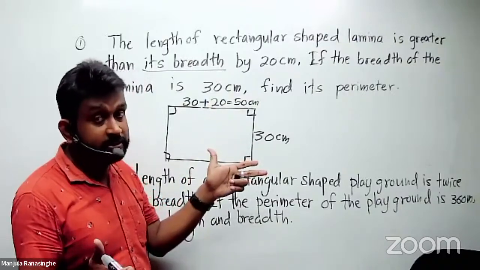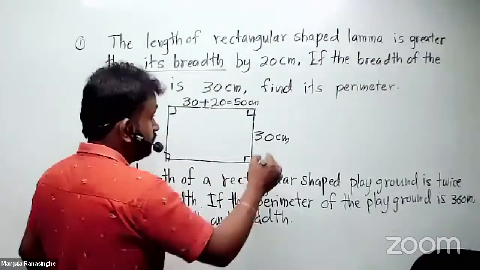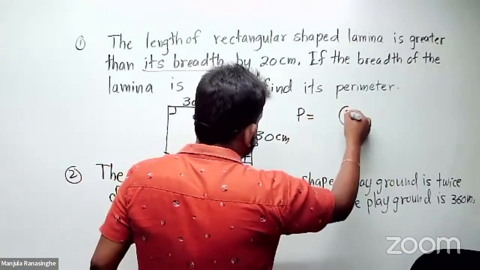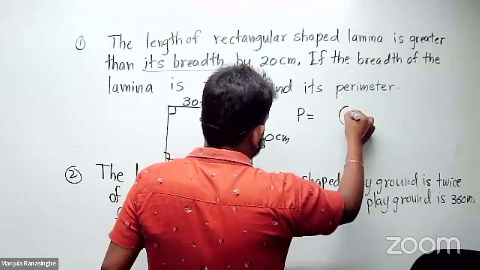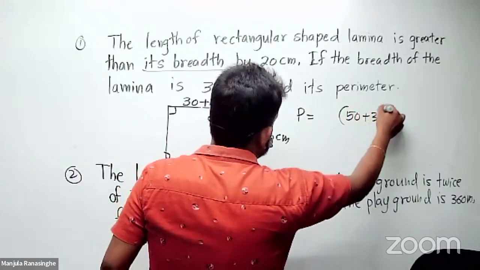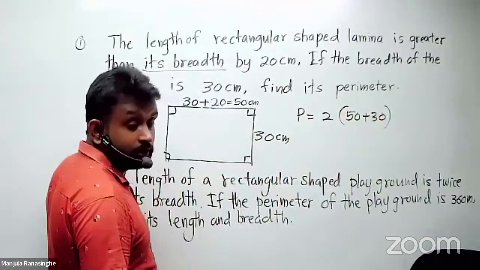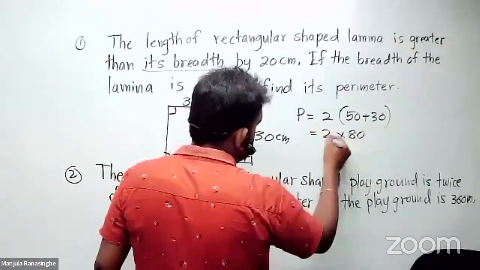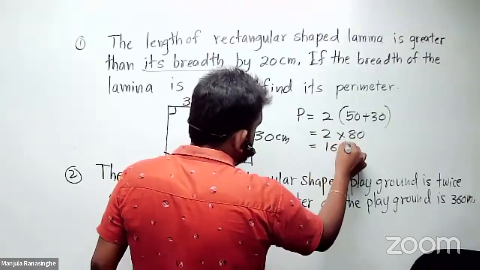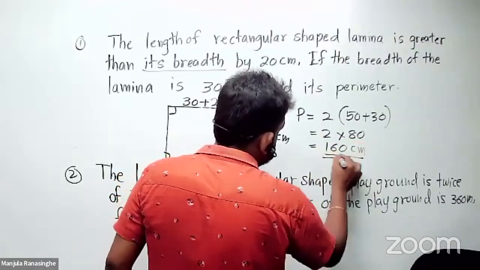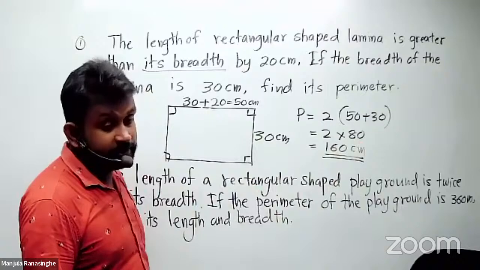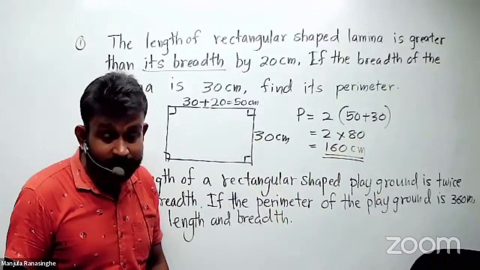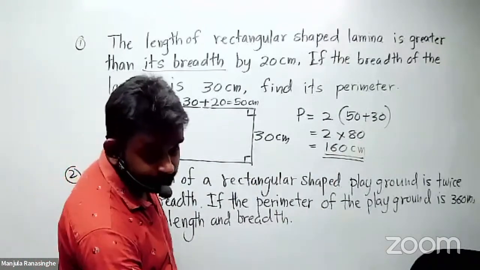So how to find the perimeter of this rectangle? You know that the length plus breadth, 50 plus 30, into 2, right? So 50 plus 30 is 80, 80 into 2, that gives you 160 centimeter. That is the perimeter. Hands up those who got the answer, 160 centimeter.